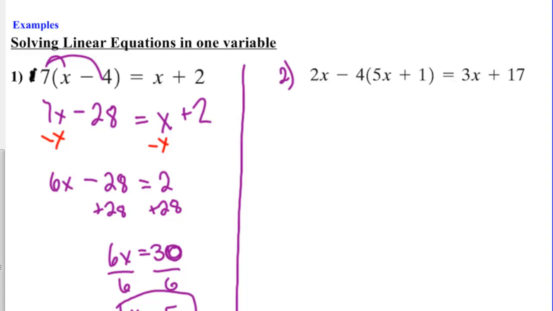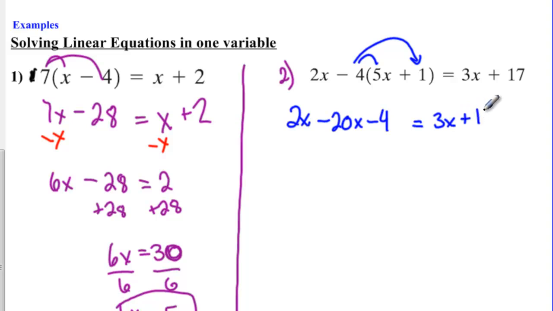All right, for number 2, what's the first thing you did? It's the same thing. So distributing the negative 4 is the same as multiplying the negative 4 through the parentheses. So we're going to get the negative 20x minus 4. All right, and then combining the like terms. On the left side, negative 18x minus 4. So equals the 3x plus 17.